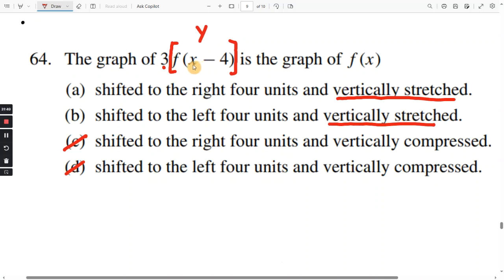Remember, when you add or subtract to x, it goes in the opposite direction. So minus 4 makes it go right 4 units. I know minus is to the left of x, but when you add or subtract to x, it's reversed. So that makes it go right 4 units. So it's not answer B.